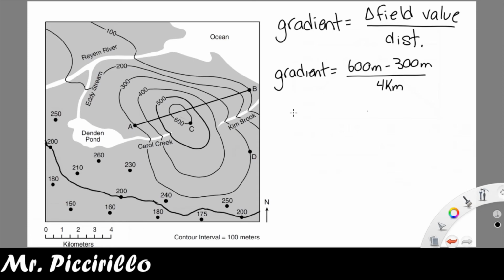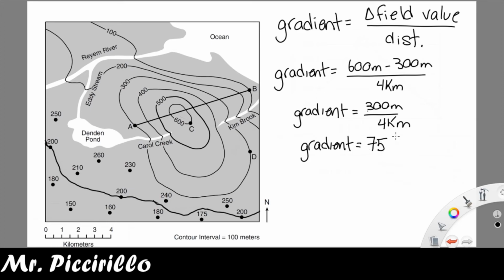Alrighty, so gradient now comes out to, I'm just going to simplify it. Comes out to 300 meters divided by 4 kilometers. 600 minus 300 is 300. And so the gradient, I already calculated out beforehand, is 75. And we need a unit here. So the units here are meters per kilometer. Right, meters per kilometer in that case. Pulled right from the equation. And that is question 3. There you go. And we're almost done.